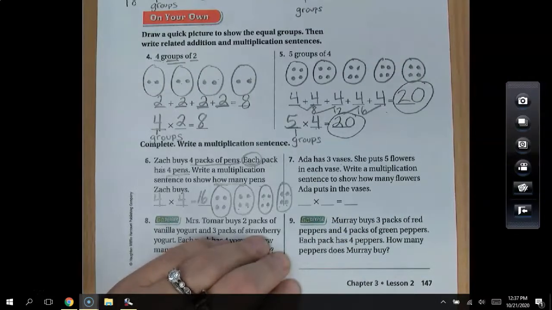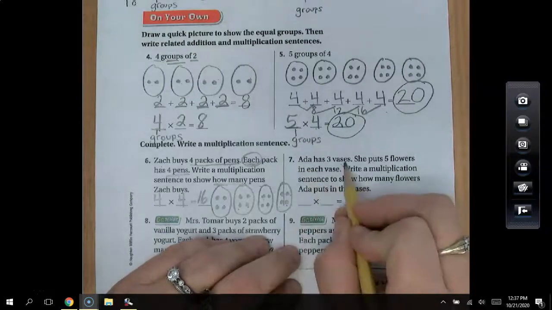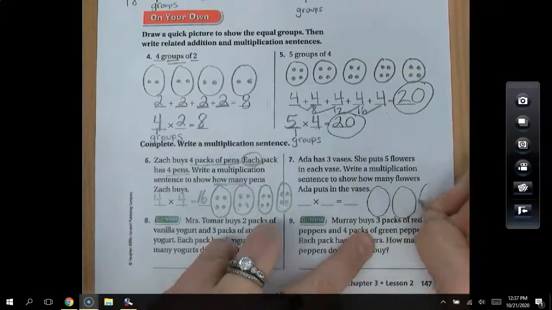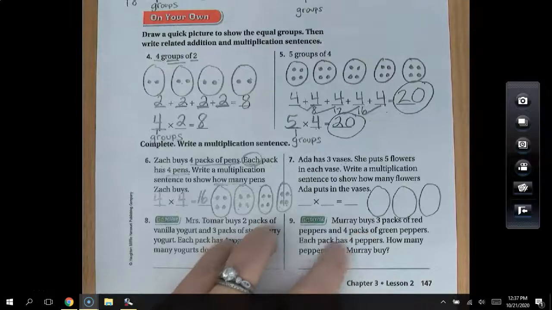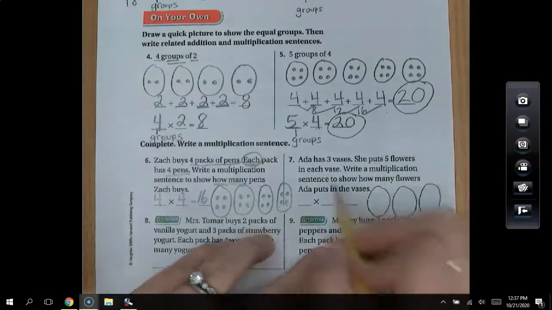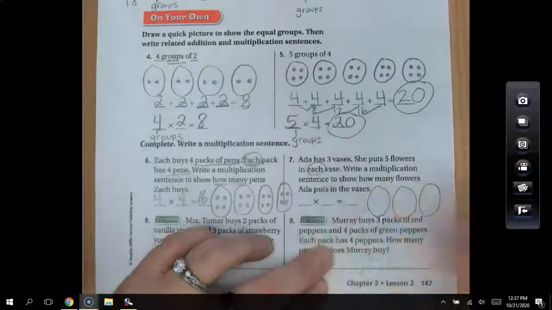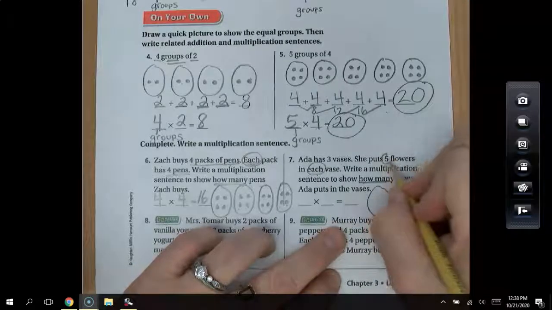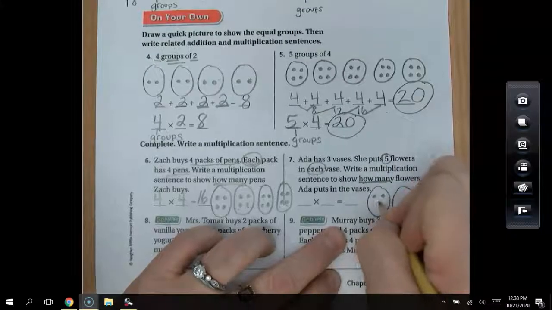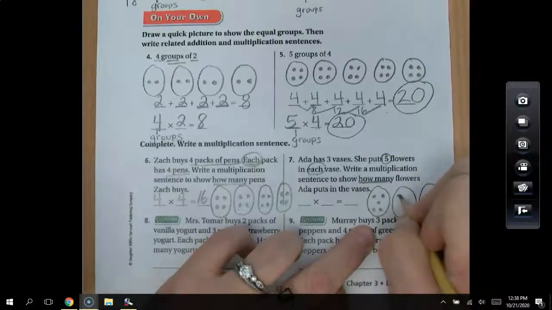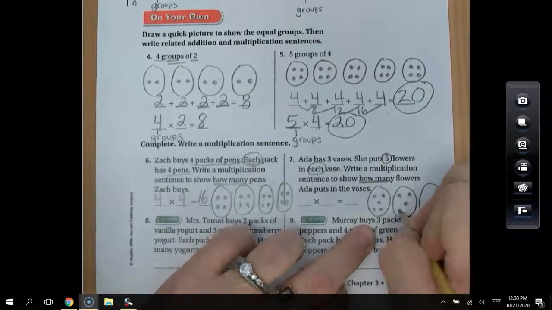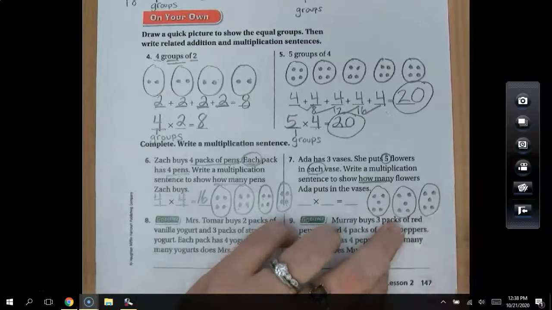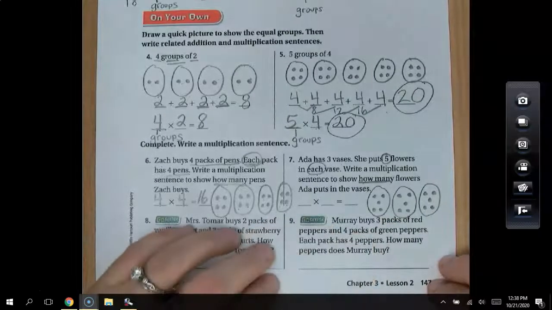Okay, well, let's draw it out. So let's draw. She has 3 vases. So go ahead and draw your 3 vases. And how many flowers were in each vase? 5. 1, 2, 3, 4, 5. So we draw our picture.